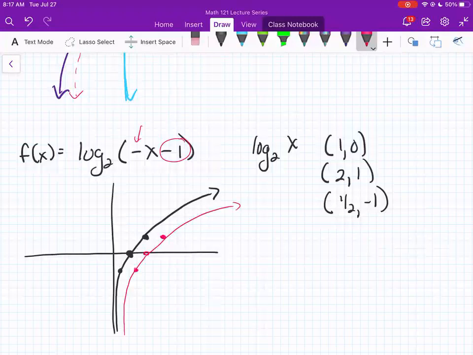And then this negative x, don't forget, is going to reflect it across the y-axis. So we're going to come to here, and to here. And so we reflect across the y-axis, and that ends up to be our final graph.